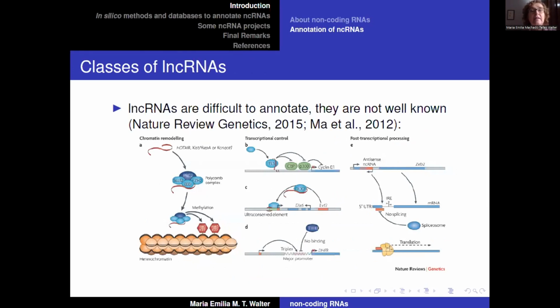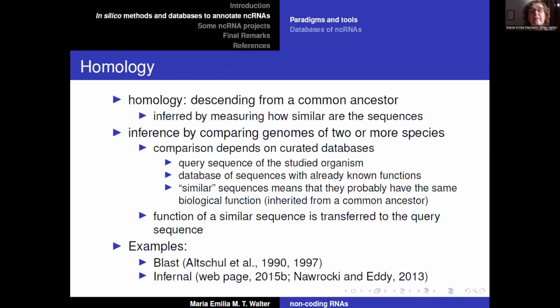Next. So long non-coding RNAs are really difficult to annotate, both in classification and identification. They are not well known, but today there are many of these identified molecules associated with diseases, especially cancer. Next, please. I will show you some paradigms and tools that we use to annotate non-coding RNAs.